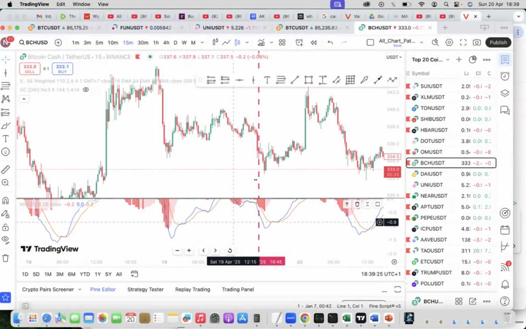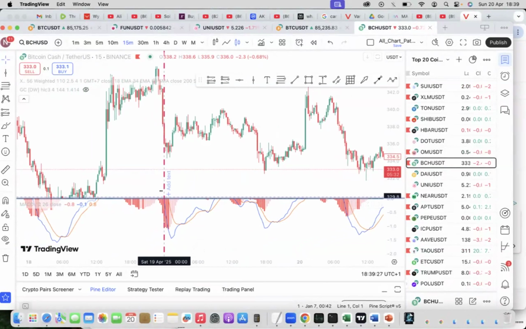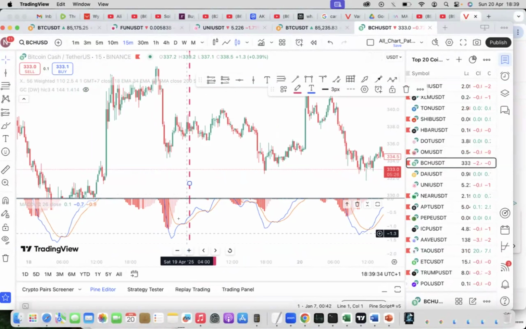Same thing goes here. You want to do this at this time, not when it looks like it has crossed. If you do it at this point after the crossing, it's not going to pick it.